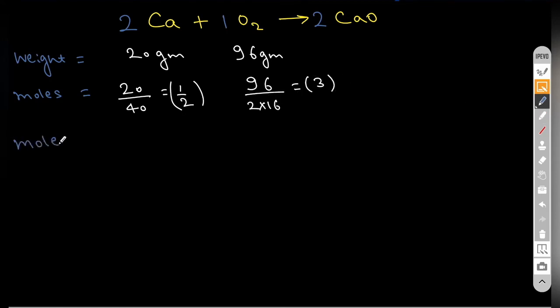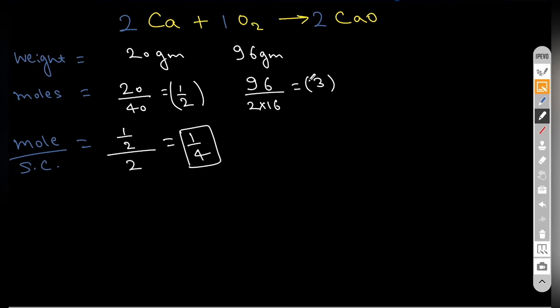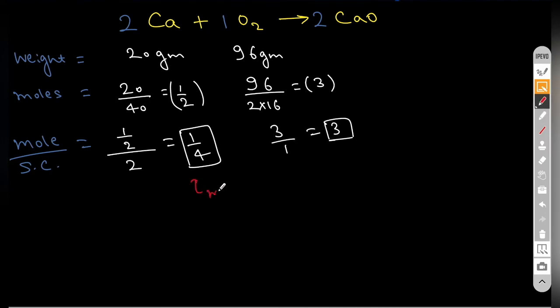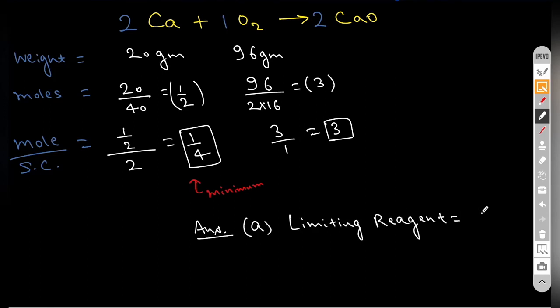Now mole to stoichiometric coefficient ratio: in this case it will be 1 by 2 divided by stoichiometric coefficient, which is 2, so it will come out to be 1 by 4. In this case 3 divided by 1, so this is 3. Here the minimum value is for calcium, so this will be the LR. We can write the answer of A part: the limiting reagent is calcium, Ca, and the excess reagent in this reaction is O2.